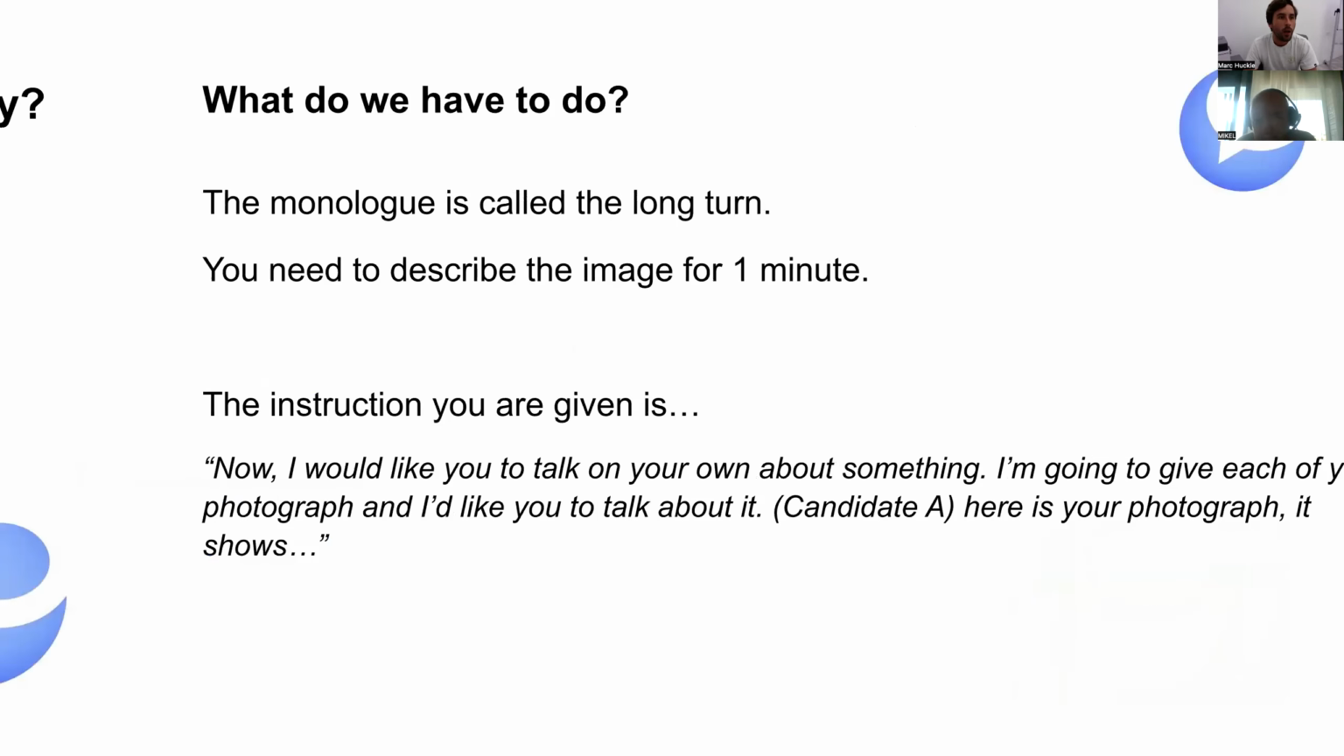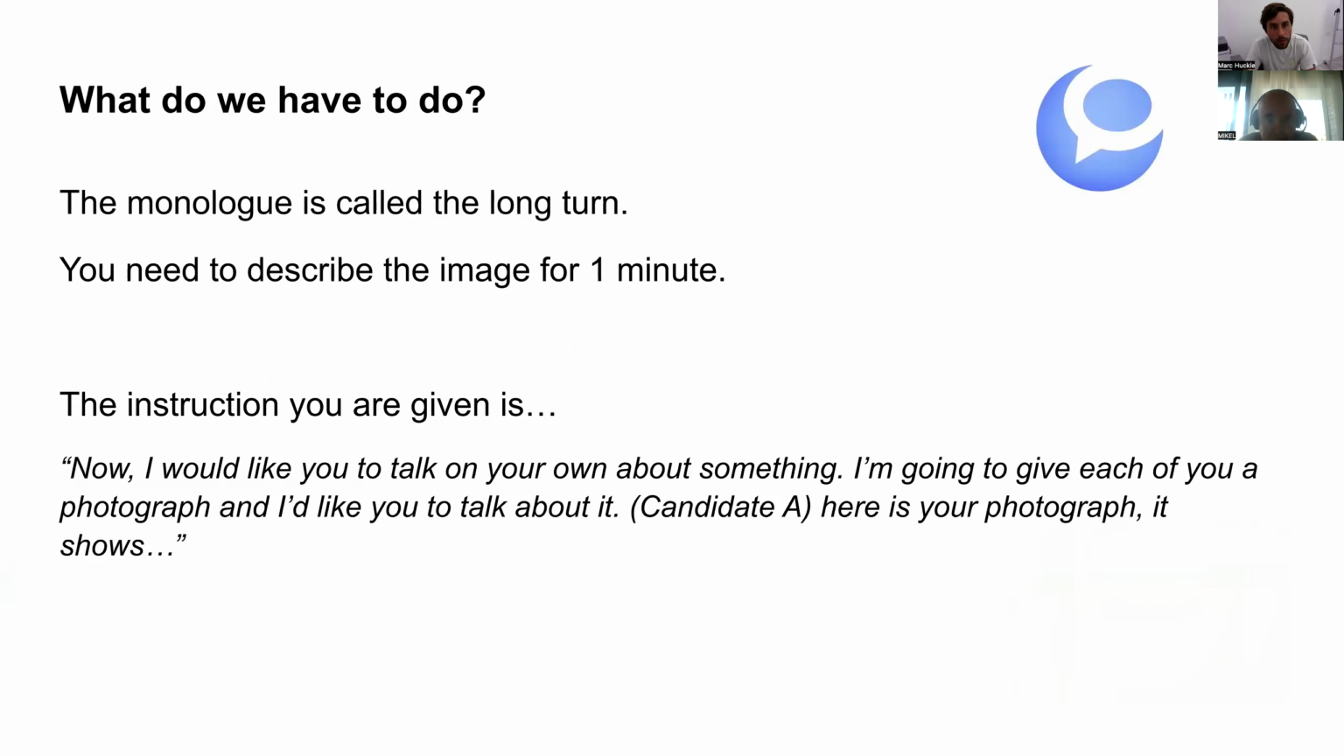So, what do we have to do? The monologue is called the long turn. You need to describe the image for 1 minute. They will give you a picture, a photograph. You speak alone for 1 minute about the photograph. The instruction you are given is this: Now, I would like you to talk on your own about something. I'm going to give each of you a photograph and I would like you to talk about it.